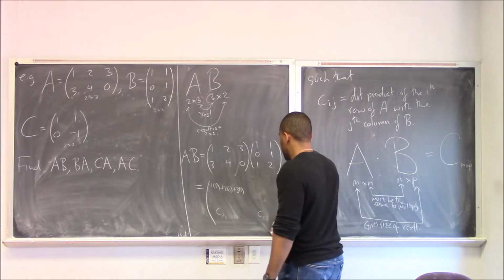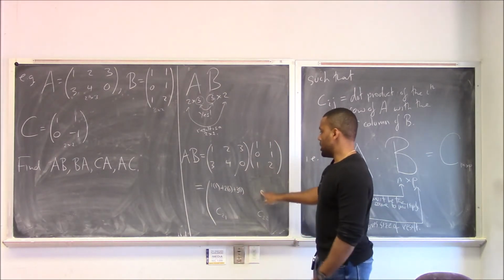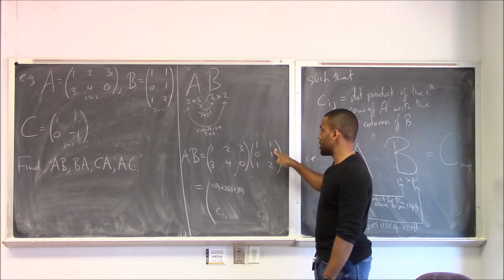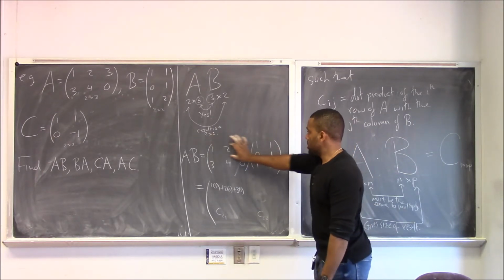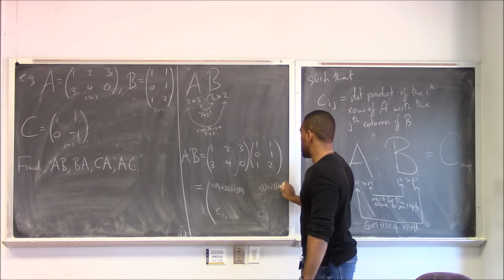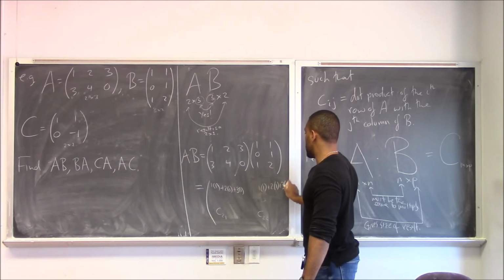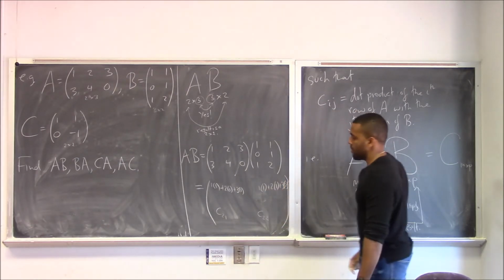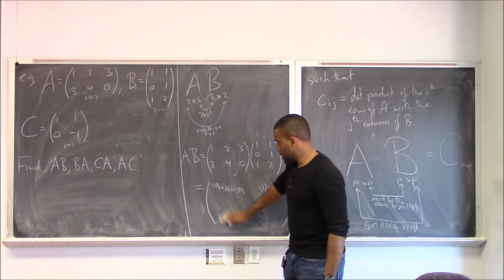Similarly, here was C12, which means I should take the first row here and the second column there. So I'm going to take this, dot product with that. That's going to be 1 times 1 plus 2 times 1 plus 3 times 2. And that's going to end. We're going to continue here.